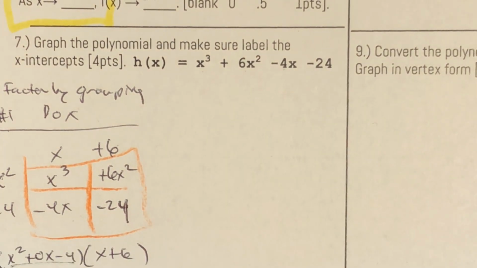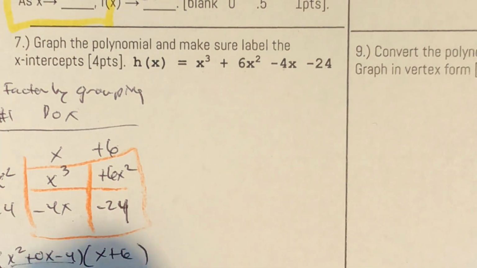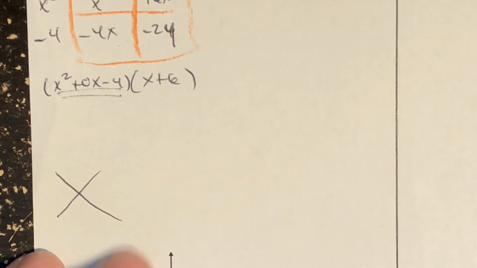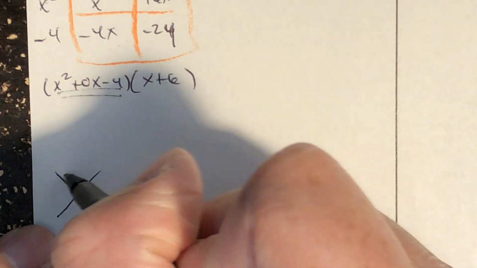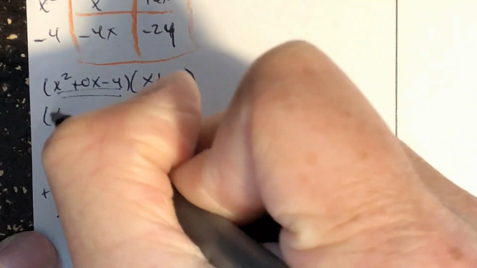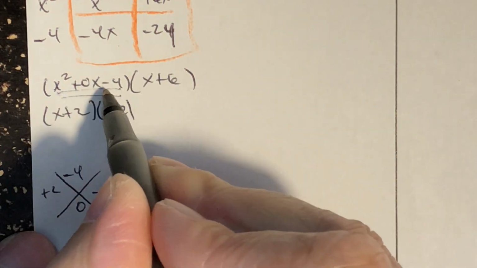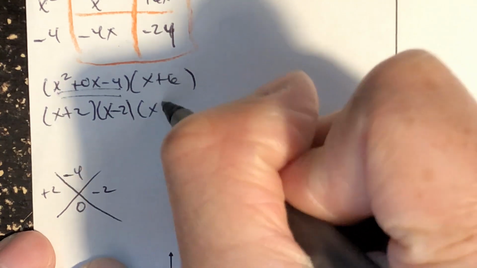The reason why I did that is right here you can do your x method. Let's just do it down here. In your x method, a times c is negative 4, b value is 0. These two numbers are 2 and negative 2. So x plus 2, x minus 2 for this trinomial. And this one is just x plus 6.